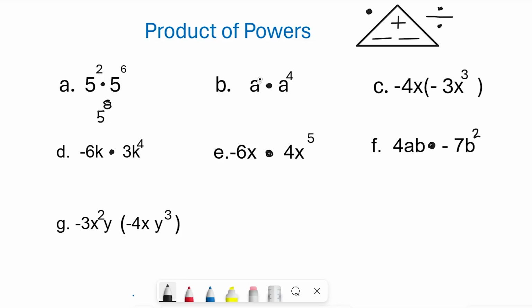In this case, if you don't see the exponent on the variable, it's going to be 1, like this one. So that means that the base is going to be the variable a, and whenever you multiply these two powers, all you do to get the answer is add the exponents. So 4 plus 1, you get a to the 5th power. All right? That's basically how it works. Either you have numbers like 5 squared times 5 to the 6th, or you also have variables.